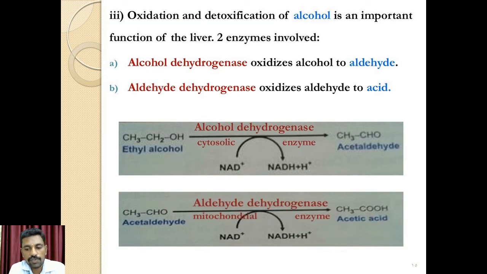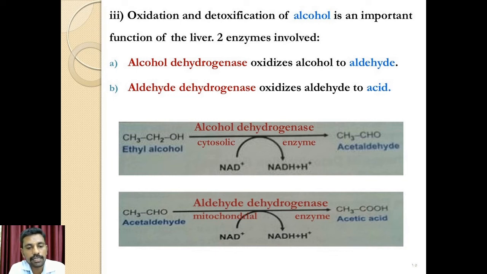Oxidation as well as detoxification of alcohol is an important function of the liver. The liver plays a main role in oxidation and detoxification of alcohol. Alcohol dehydrogenase and aldehyde dehydrogenase are two enzymes involved in the oxidation and detoxification process. Alcohol dehydrogenase oxidizes alcohol to an aldehyde group, and aldehyde dehydrogenase oxidizes the aldehyde to an acid group.